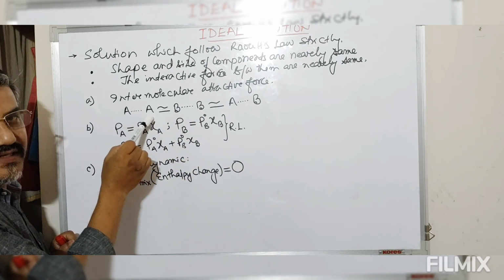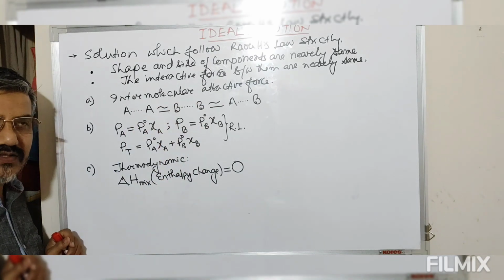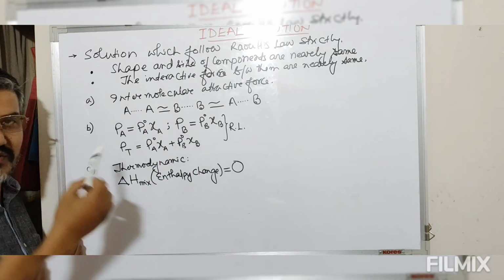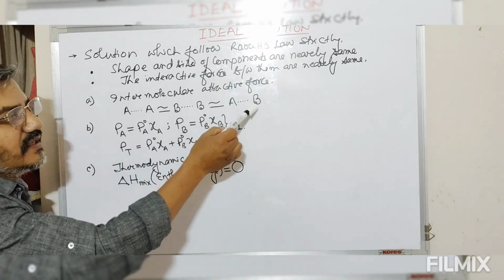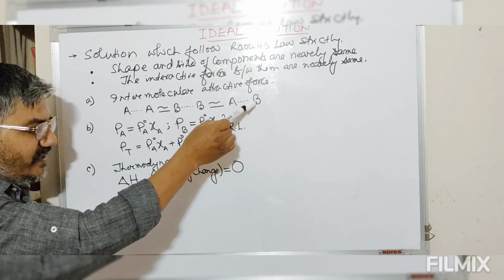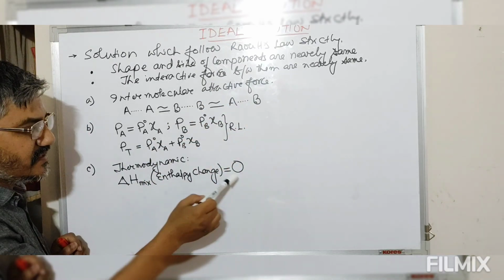So the interactive force is nearly the same. So no amount of energy is required to break, and no amount of energy is released, because all the interactive forces are nearly of the same magnitude. Hence the enthalpy change during the mixing of AB is 0.